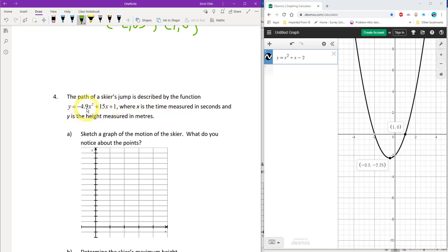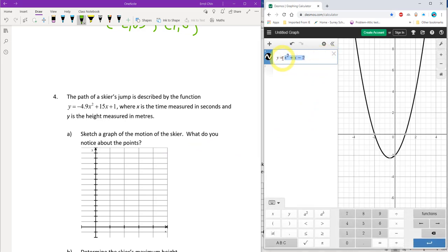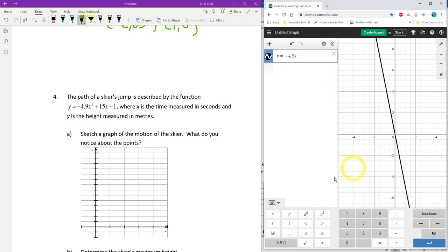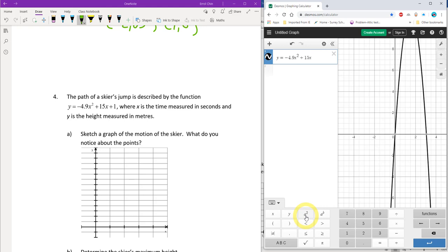All right, last example. It says here, the path of a skier's jump is described by the function y equals negative 4.9x squared plus 15x plus 1, where x is the time. This time, x represents time, and y represents height. Can you sketch the graph of the motion? All right, so I'm not going to sketch it, though you could. I'm just going to type this in as negative 4.9x squared plus 15x plus 1.